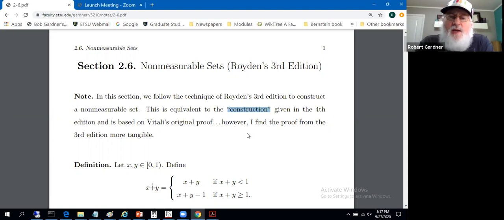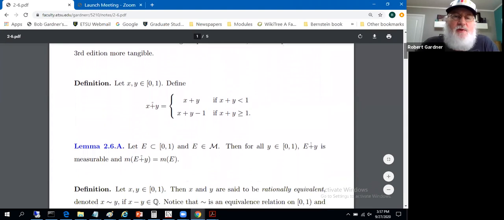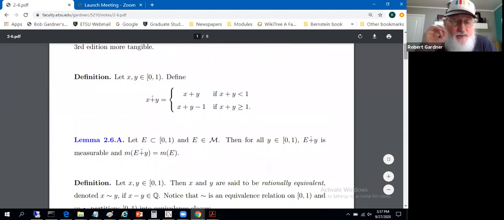Other concerns might be, well, how many non-measurable sets are there? And we'll address that in a supplement as well. And how many measurable sets are there? Are half of the sets measurable? Does that question make any sense? We'll look at some cardinality results in the supplement also. Okay, but the plan here is to construct, quote unquote, a non-measurable set.